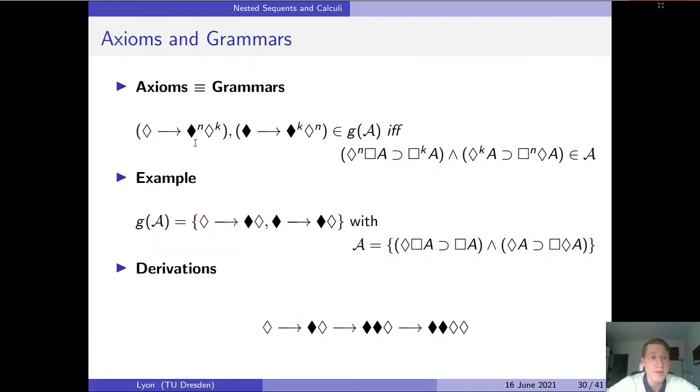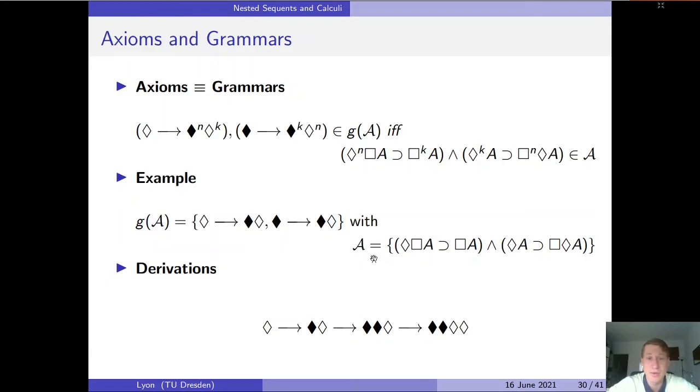So these two production rules say that given some string, the first one says that if there's a white diamond, I can replace it by n black diamonds followed by k white diamonds. And I can replace also any black diamond in that string by k black diamonds followed by n white diamonds. So these are the two production rules.